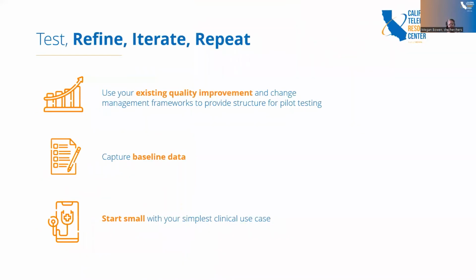And on to the next. Great. So test, refine, iterate, and repeat as your health center moves from assessment and planning to testing and implementation. Change management and quality improvement frameworks can help provide structure for your team's activities. So let's think micro pilots to start. For example, start small with your simplest clinical use case, really small.